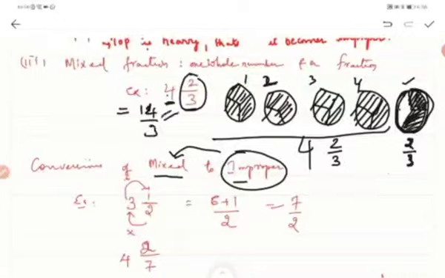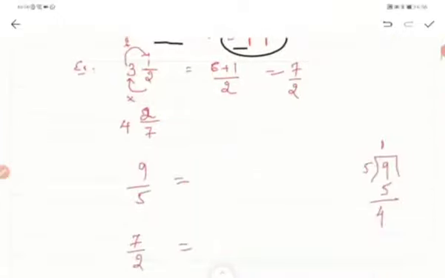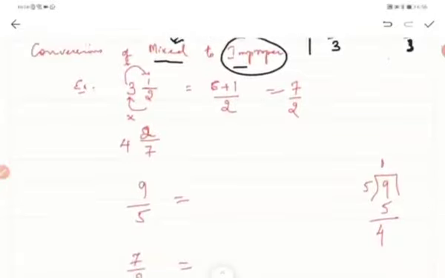This is equal to 14 by 3. Let's take a few more examples for the conversion. So this is 3 1 by 2. If I convert this into an improper fraction, what you'll get is 3 into 2 plus 1. So 6 plus 1 is 7, it is 7 by 2.